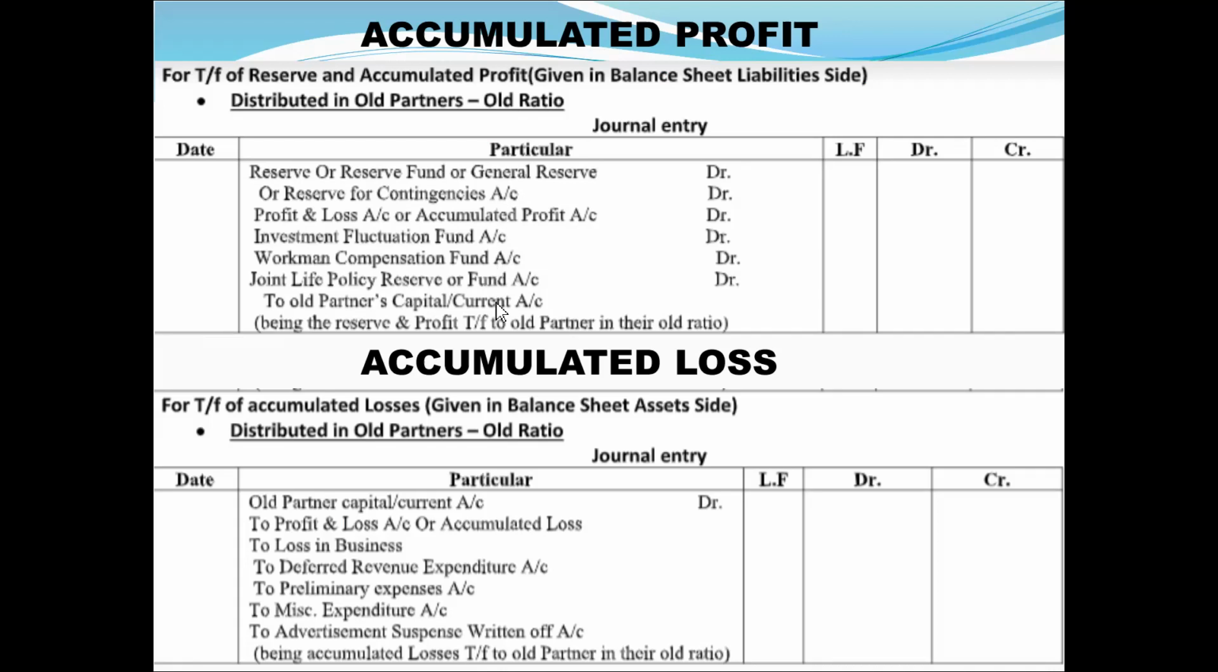All these: reserve fund, general reserve, reserve for contingency, profit and loss, accumulated profit, investment fluctuation fund, workman compensation fund, joint life policy reserve fund. These must all be shared by the old partners in their old ratio.